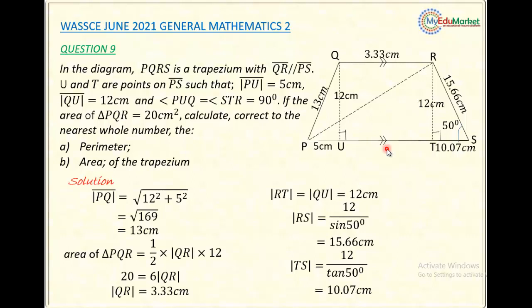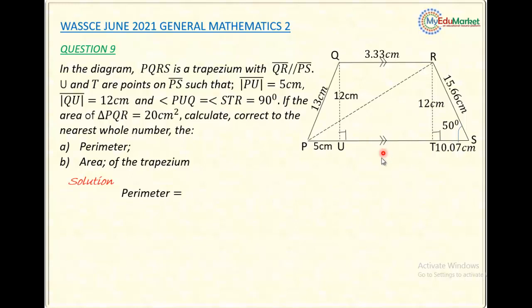So I continue to get the perimeter. If I start from here, down here, down here, down here, I'll have the perimeter equal to 13 this side, plus 3.33 centimeters this side, plus 15.66 this side, plus 10.07 this side from here to here, then plus 3.33, which is T to U, this very side, because it's the same thing as this, then plus 5 this remaining side, which means these three values, 10.07 plus 3.33 plus 5, will give the distance from P to S.